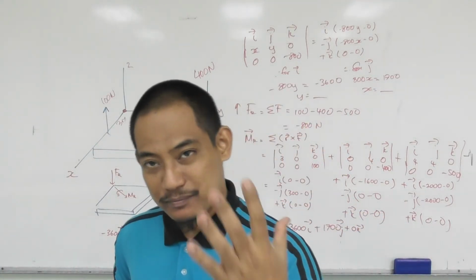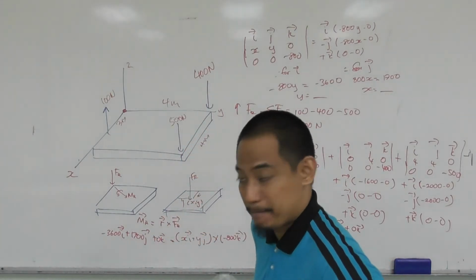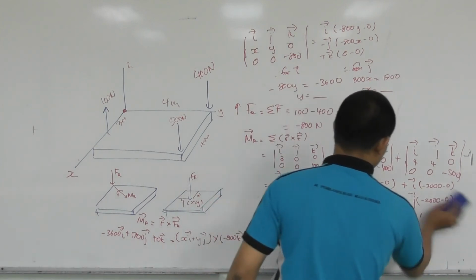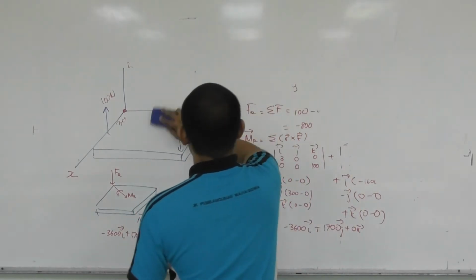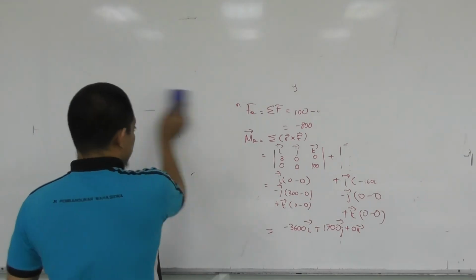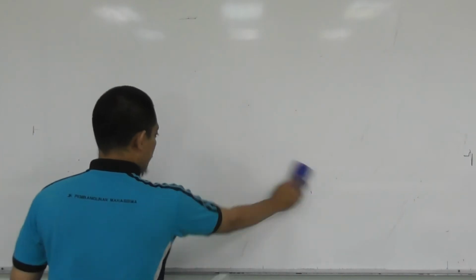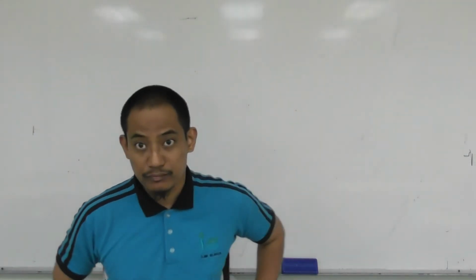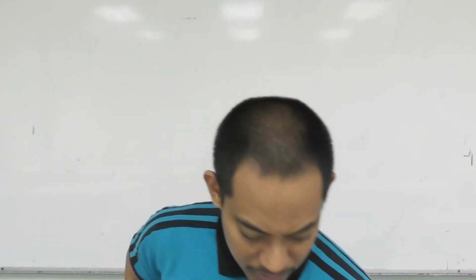So we have group problem solving 1, right? Let's just erase this one. Alright, group problem solving 1: find the equivalent resultant force and couple moment acting at A. I think I'll just show you the steps, because it's quite straightforward.